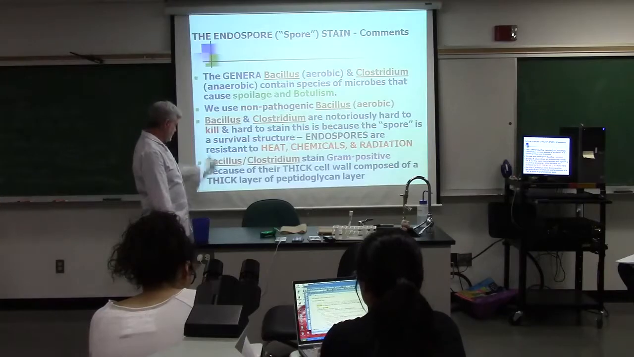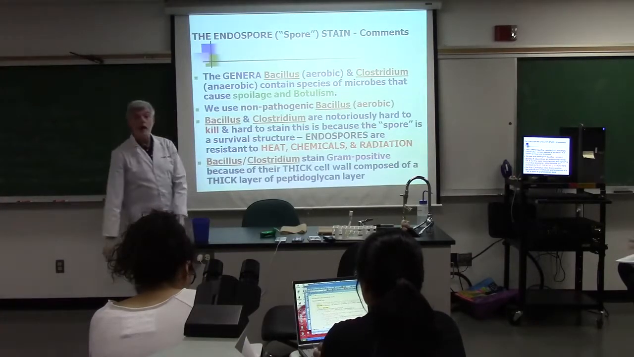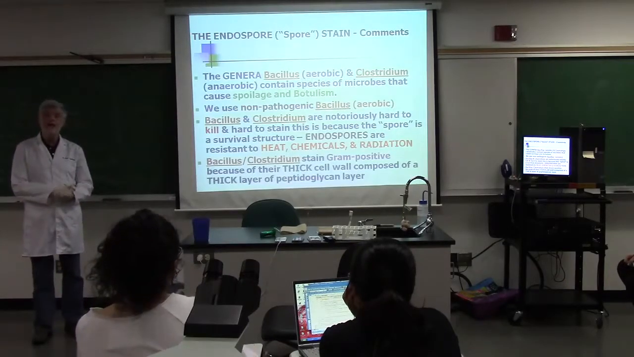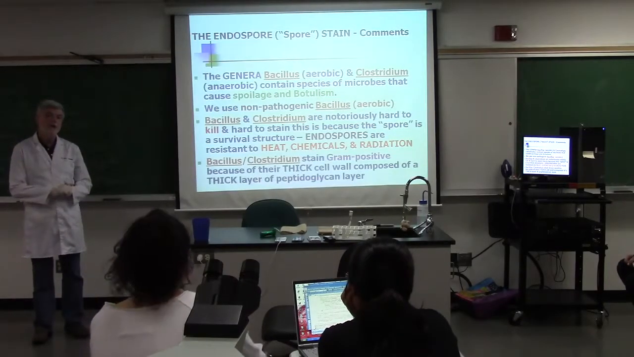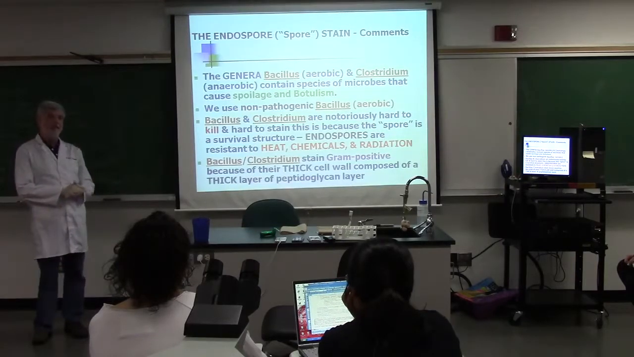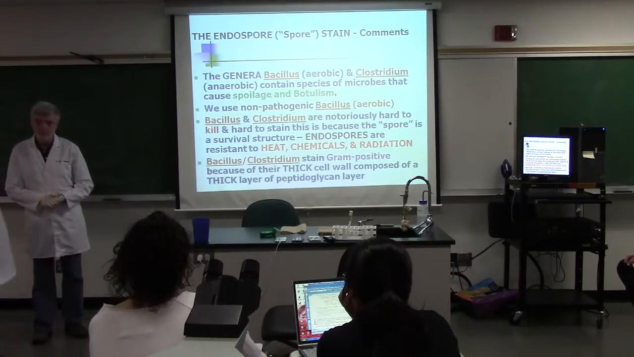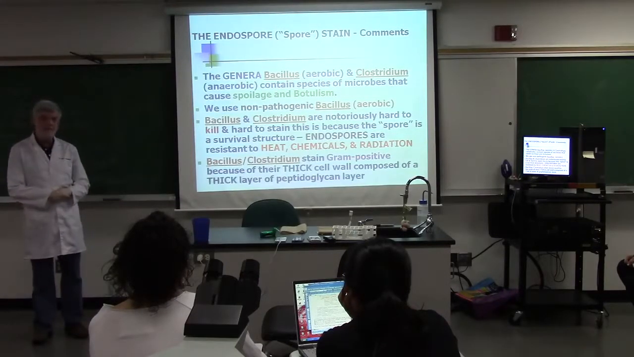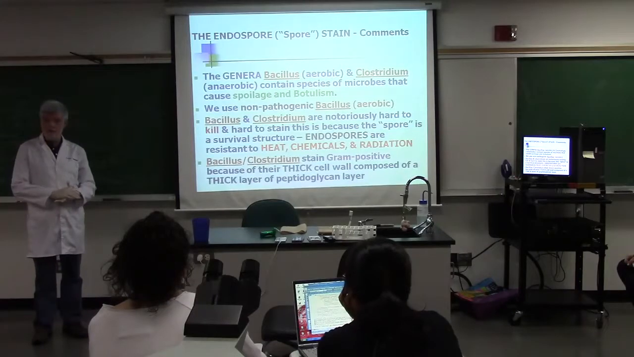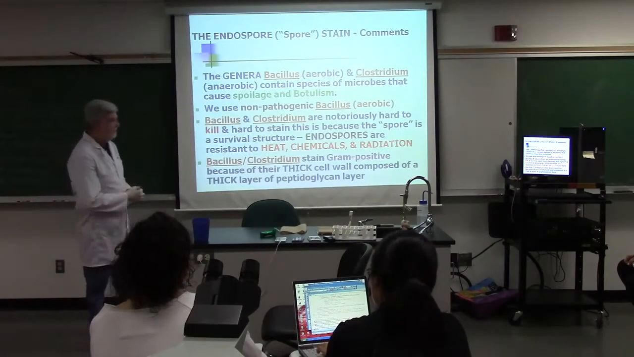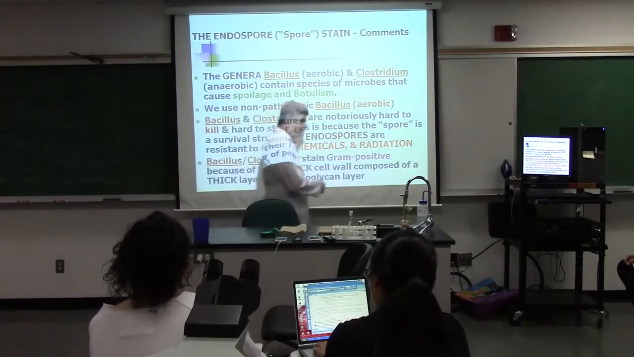Let's see if there's anything else. I went over all this. Remember that these two genera, Bacillus and Clostridium, have 50 to 100 layers of peptidoglycan. So how do they stain on the gram stain? 50 to 100, they're positive. Remember, 1 or 2 layers of peptidoglycan and you're gram negative. 50 to 100, you're gram-positive.